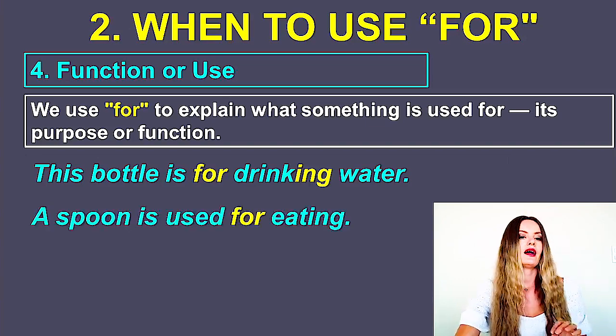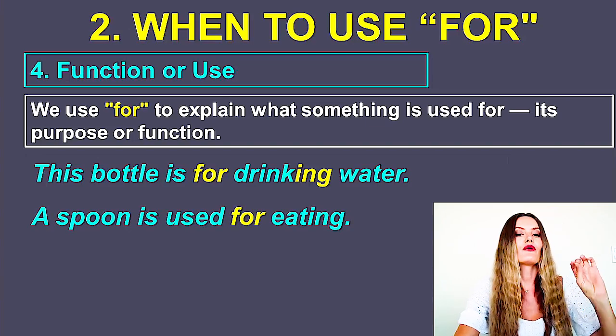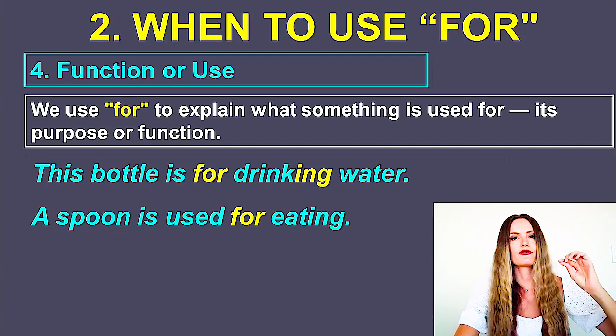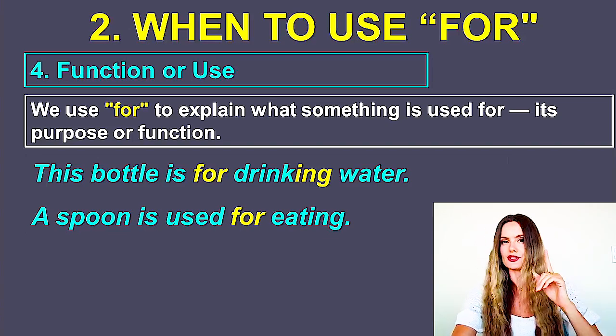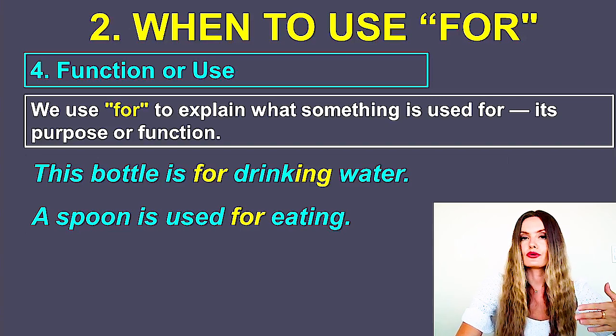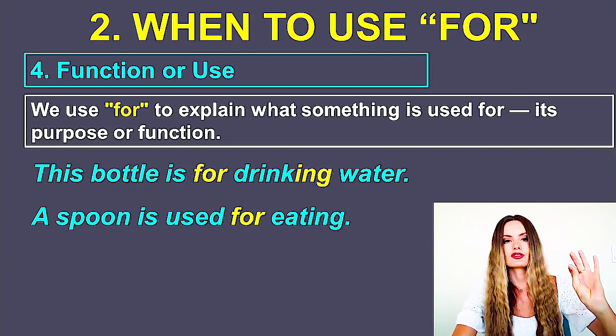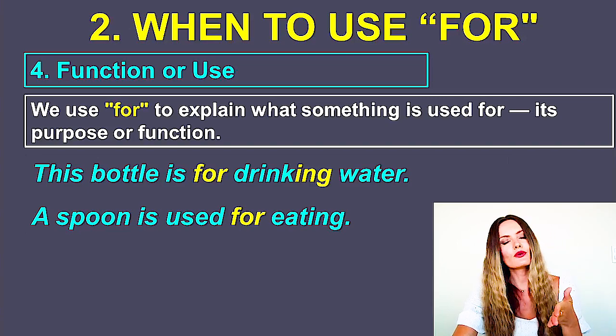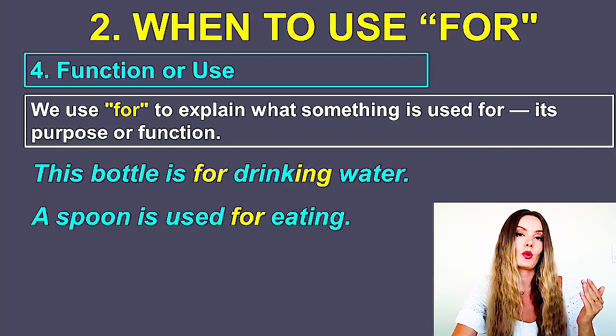It's a gerund. A spoon is used for eating. Again, for and a gerund. For eating. Don't worry, soon we will compare how to use to and for when we are talking about purpose. For now, just remember that after for, you should use a gerund or a noun.